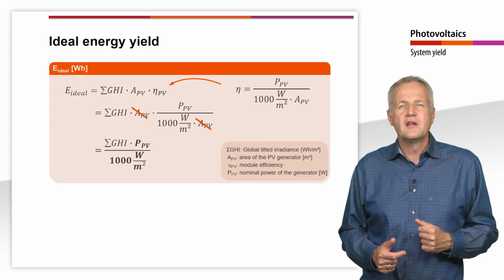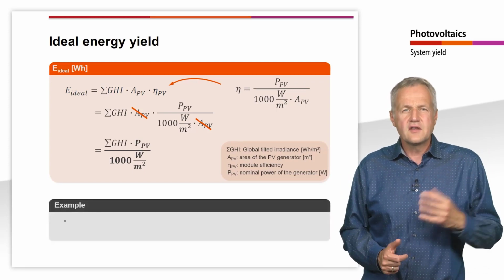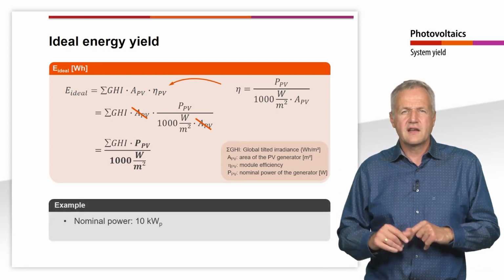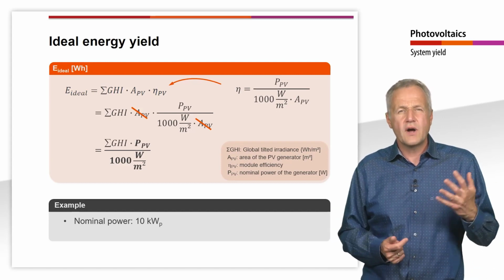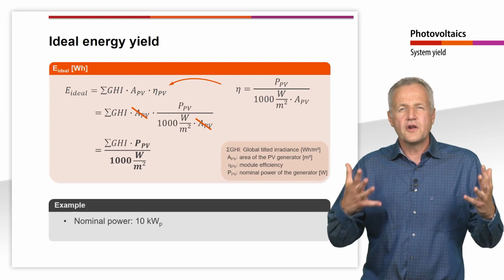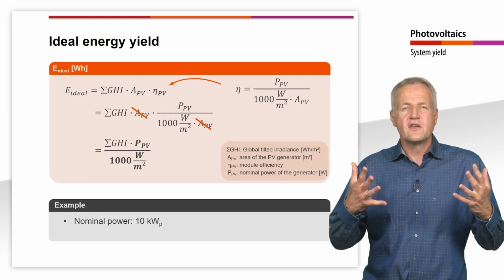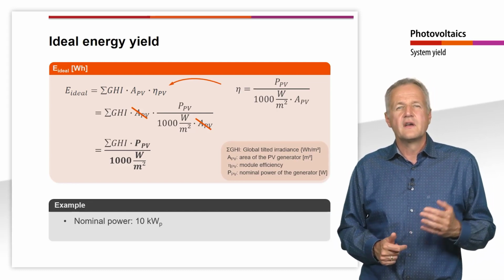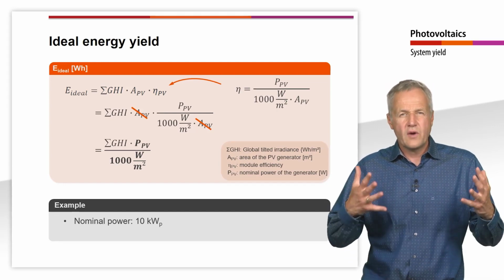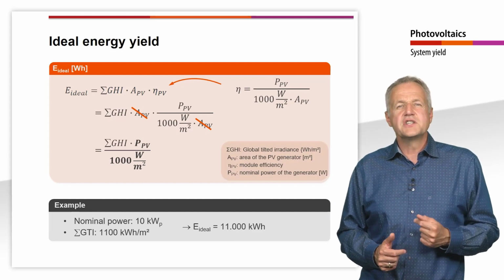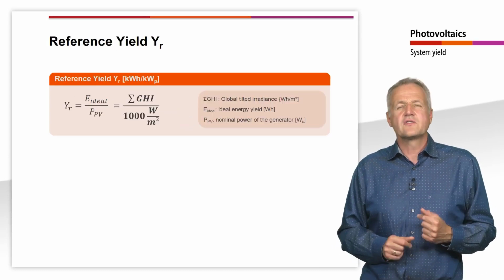As an example, let's consider a system with a nominal power of 10 kilowatt. Since this power reflects the peak power at 1000 watt per square meter, it is also referred to as kilowatt peak. With an annual irradiation of 1100 kilowatt hours per square meter, the ideal energy yield is 11,000 kilowatt hours.